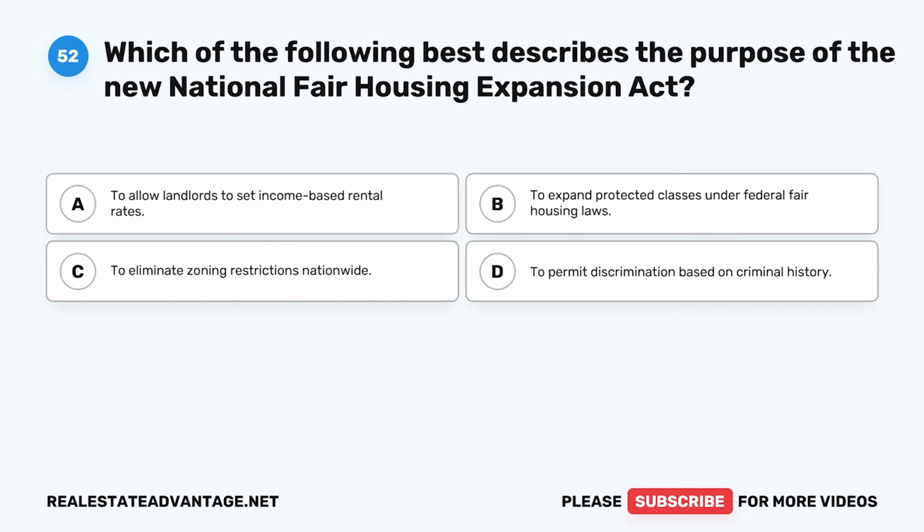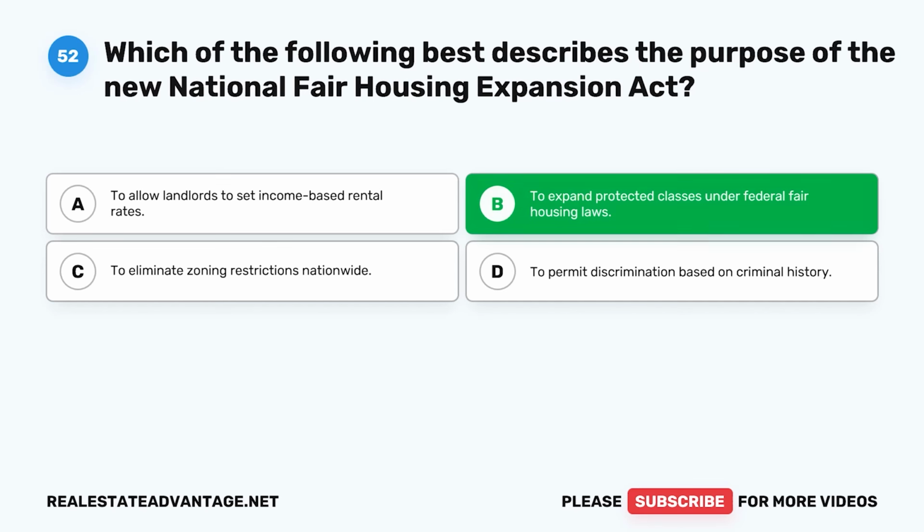Question 52. Which of the following best describes the purpose of the new National Fair Housing Expansion Act? A. To allow landlords to set income-based rental rates. B. To expand protected classes under federal fair housing laws. C. To eliminate zoning restrictions nationwide. D. To permit discrimination based on criminal history. The correct answer is B. To expand protected classes under federal fair housing laws.